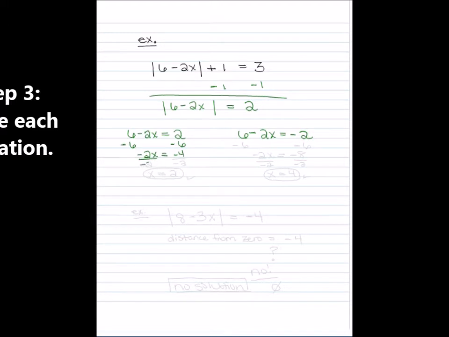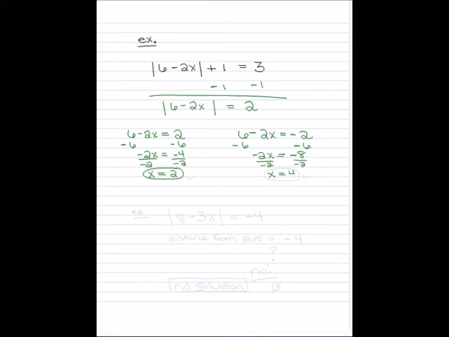For the first equation, I get x is equal to positive 2. And then for the second equation, it's minus 6 on both sides, and then I divide by negative 2. And I get x is equal to positive 4. These are my two solutions.